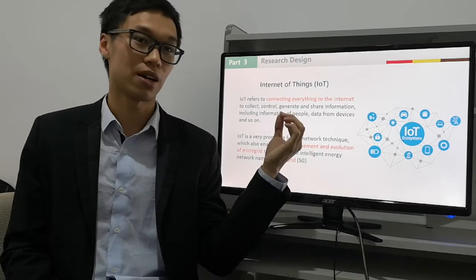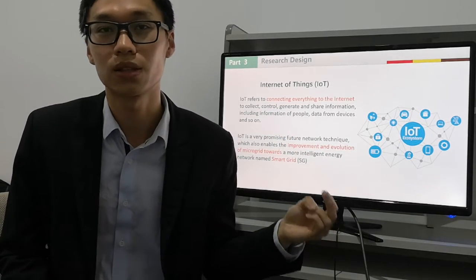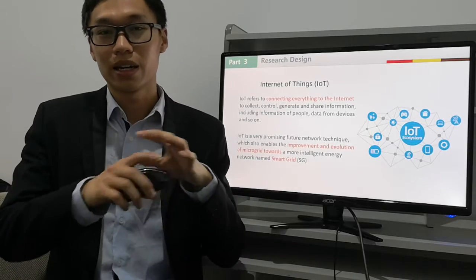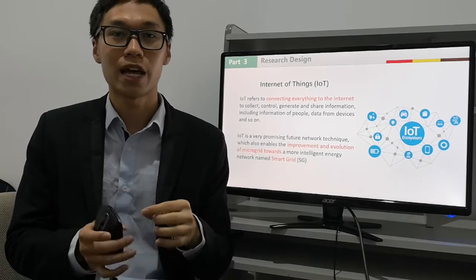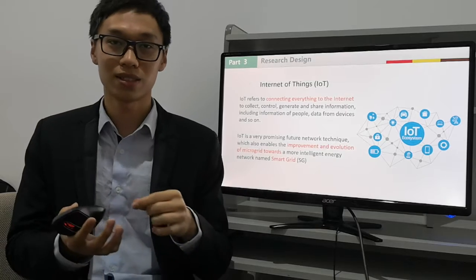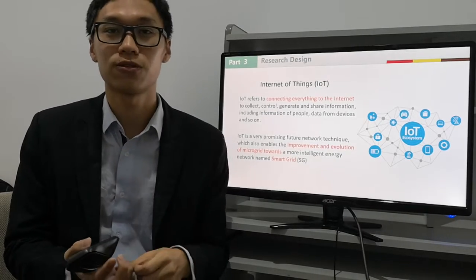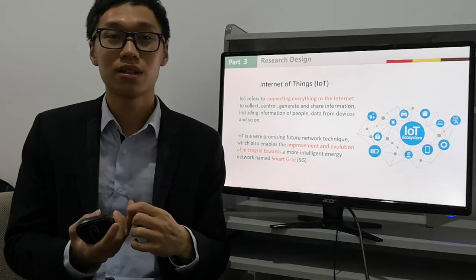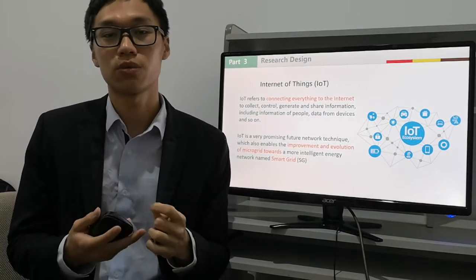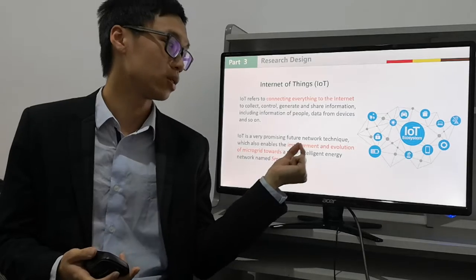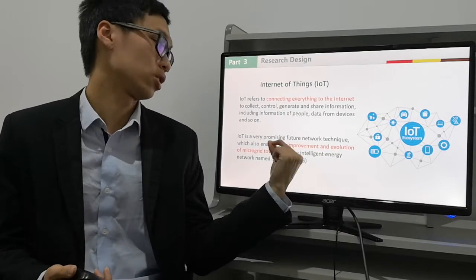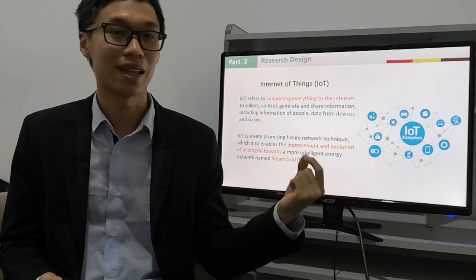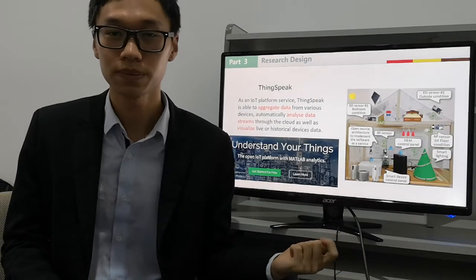So what's the Internet of Things? The Internet of Things, also named IoT, refers to connecting everything to the internet together. It's like people, information, devices, data, and the data from the microgrid or from the sensors. And IoT is also a very promising future network technique. It can also enable the improvement and evolution of the microgrid towards a much more intelligent grid named the smart grid.